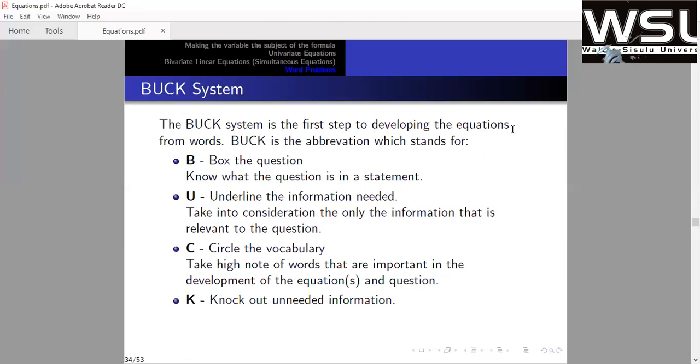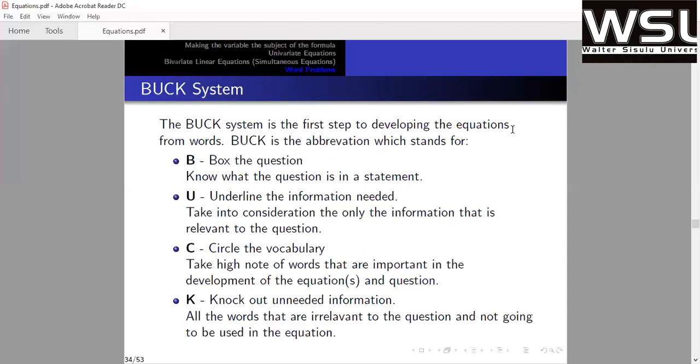And then this tool is also very important. You need to knock out the unneeded information. Like I said, you can be given a lot of information. Once you've taken out what you need, you also should note what you do not need. Because you may be given 32 figures in a particular statement, only to find that only 3 of them are important in designing the equation. The rest are not important. So you need to know what should be removed from the statement and will not be included in the equations.